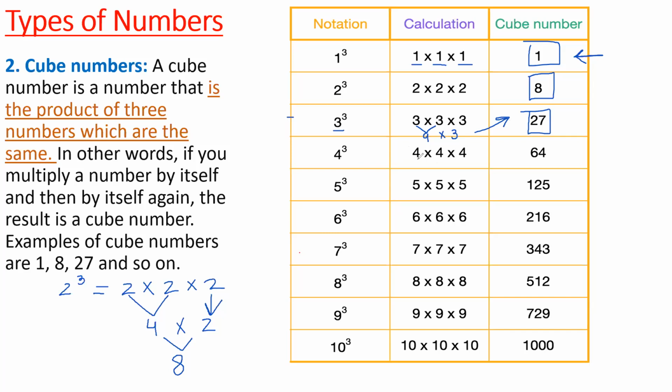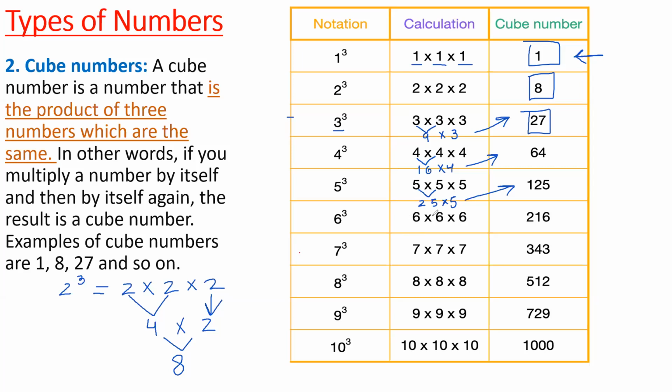Then we have 4 cubed. What is 4 times 4? 16. And then times 4 is what? 64. Very good. That's how we get the 64. Then we do 5 times 5, which is 25. And then we multiply 25 by 5, which is 125. All right.